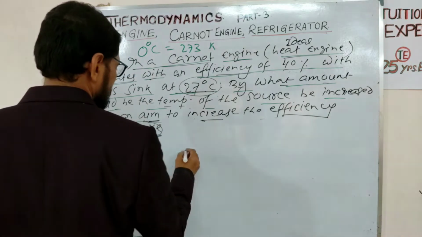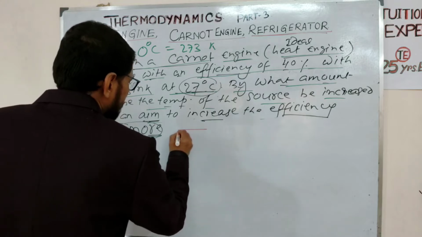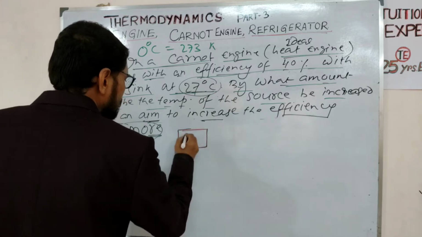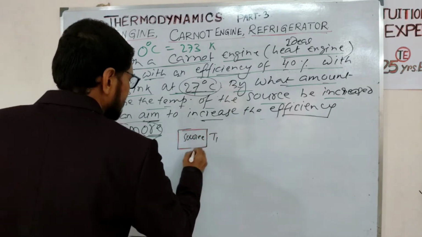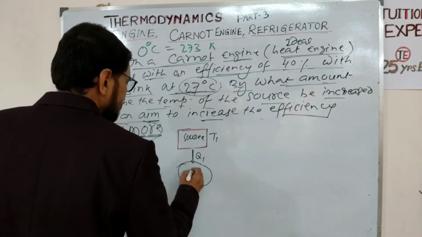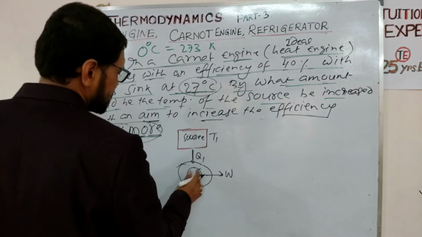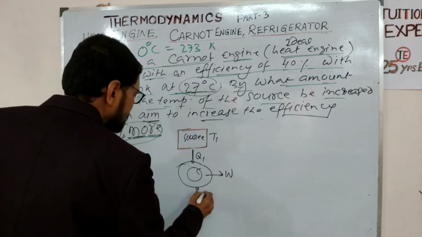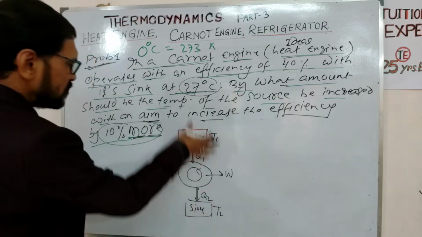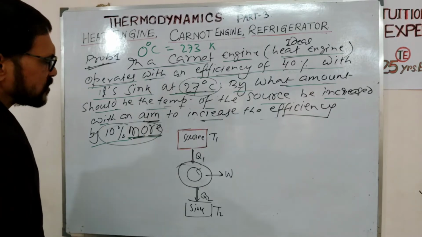Now initially we know, so if you cannot remember the formula, just remember the diagram. This is the source whose temperature is T1 and Q1. This is the cylinder piston chamber. In the cyclic process, work is done by the machine and some heat is rejected to the sink, whose temperature is T2. So you remember this diagram, then you can establish the formula yourself.